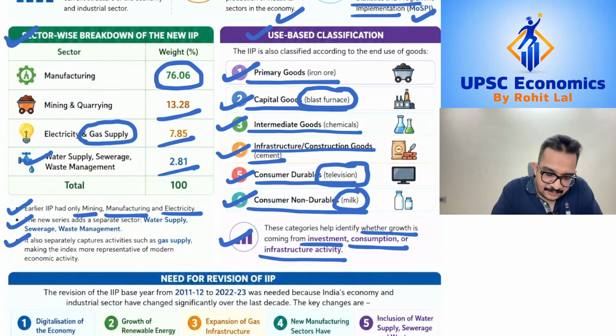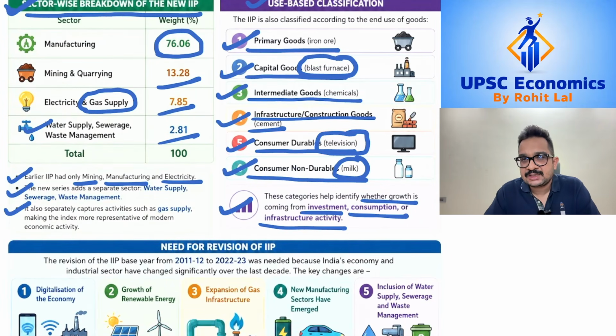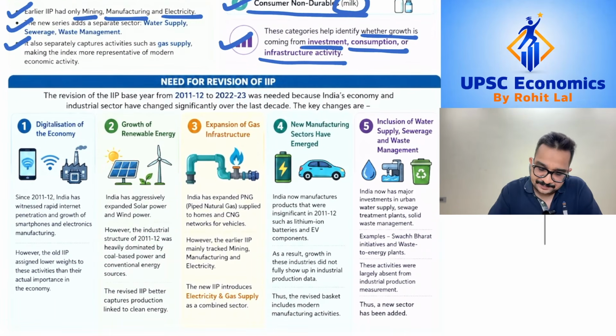The key method, which is the headline method, you could say, which is published in the newspaper, is using the sectoral aggregation, and the use-based classification is used for additional or supplementary analysis.